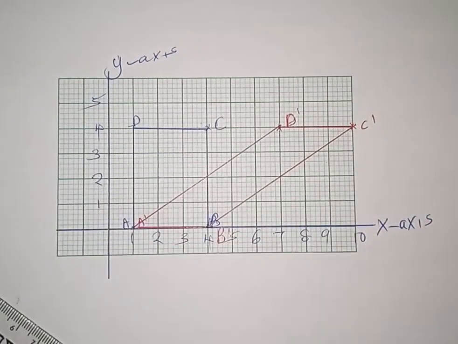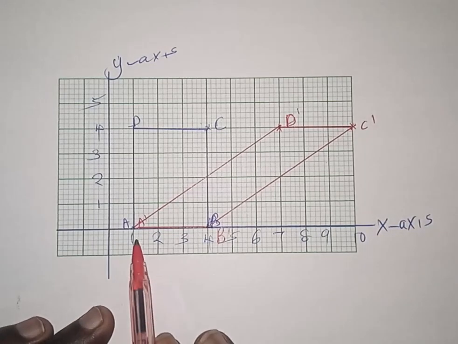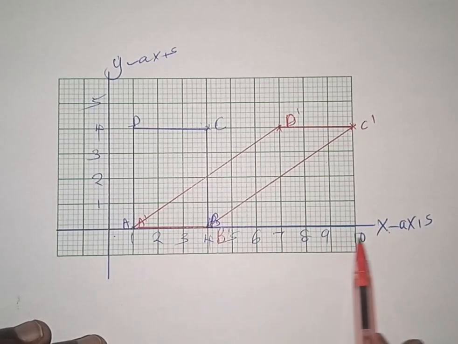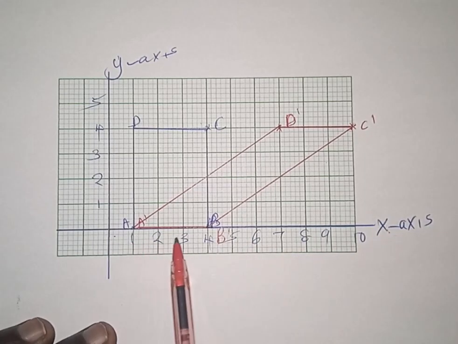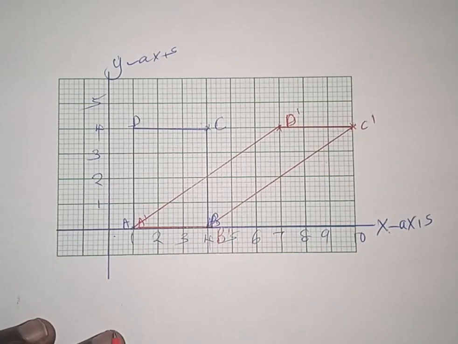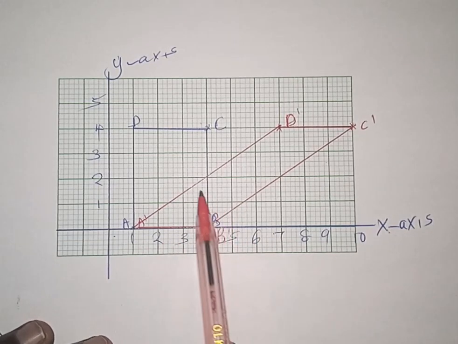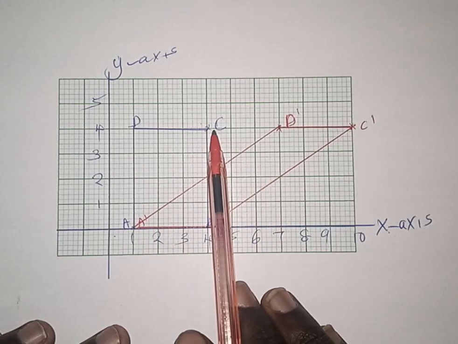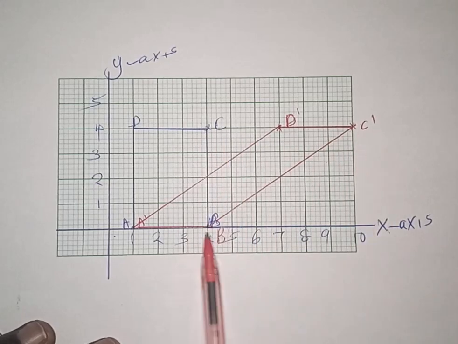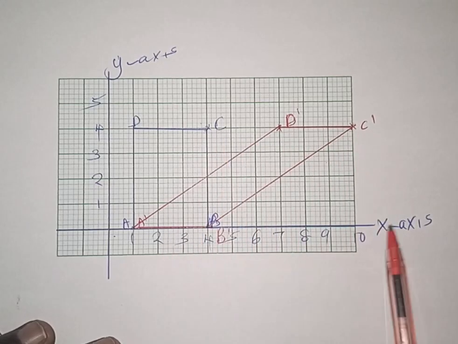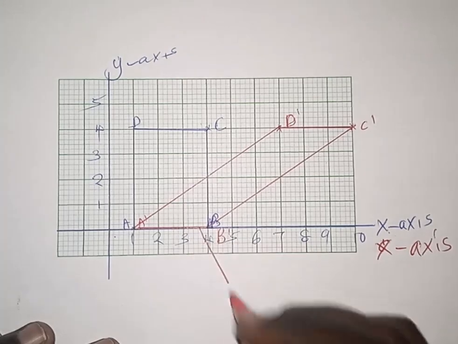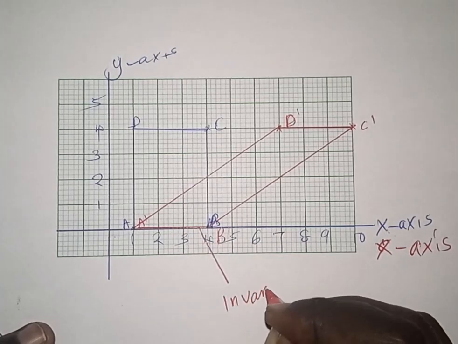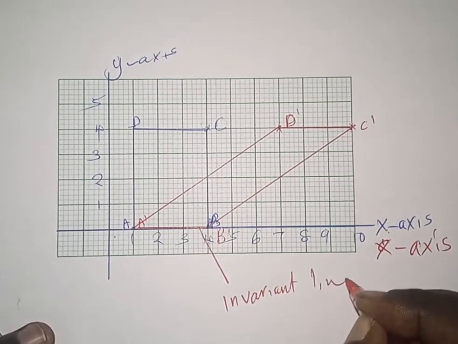So we can easily tell that this is a shear transformation with x-axis as the invariant line, simply because the points on the invariant line remain unmoved. And the second point is that points on the object move in a direction that is parallel to the invariant line. You can see that point C is moving in a direction that is parallel to the invariant line. So in this case, x-axis as the invariant line.